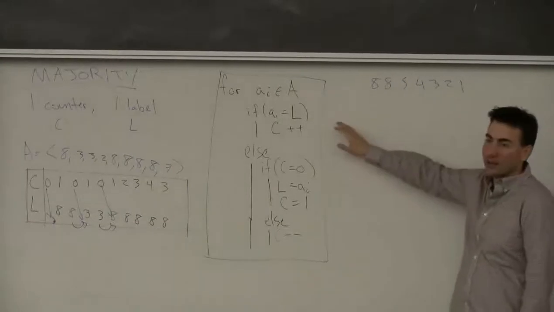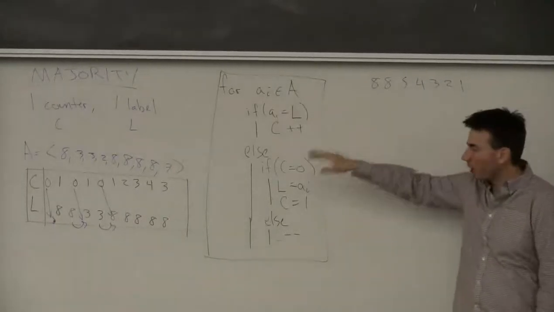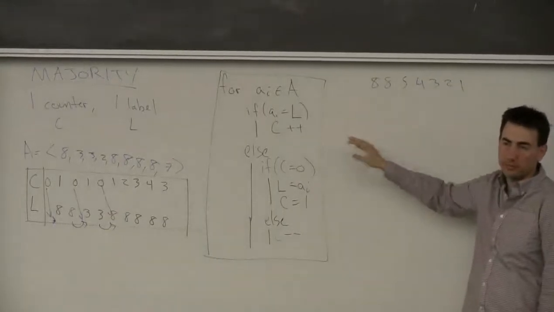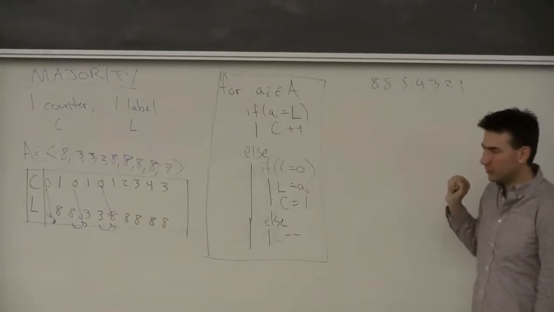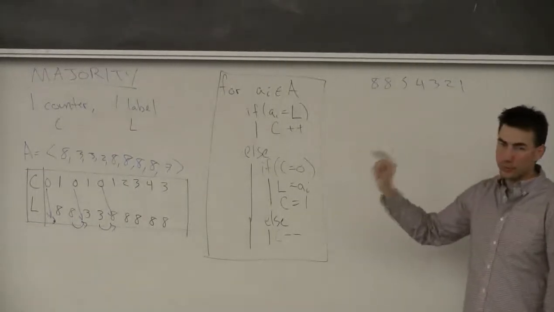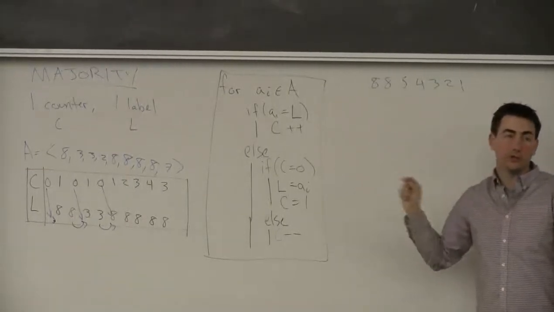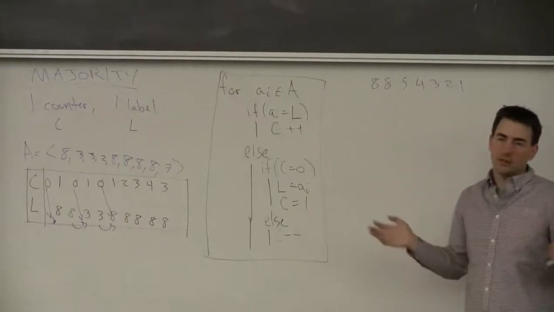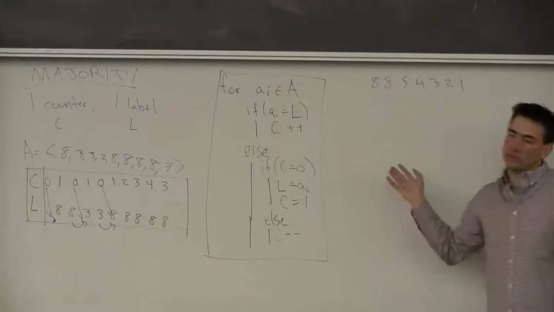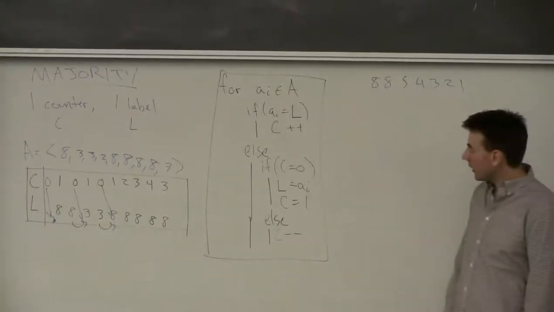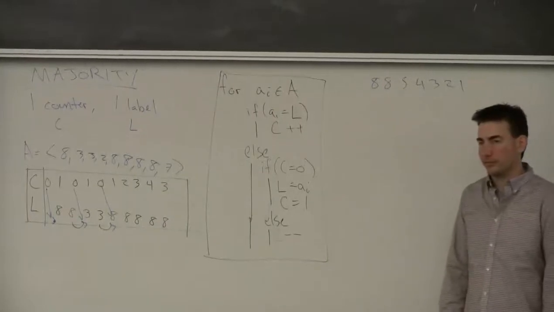Okay, so I claim this algorithm actually works. This algorithm solves the majority problem. So let's see why. I only need to do anything if I have some element which is a majority. If I don't have any majority element, then the algorithm can do anything it wants. Right? So I just need to worry about if I do have a majority element.